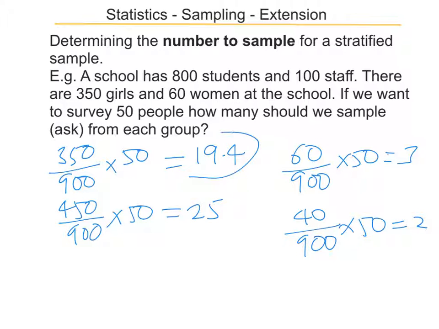So maybe we'll round this one up to 20. And then we'll have about the right proportion of each group. So we'll be surveying people. We will select 20 girls, 25 boys, 3 female staff, and 2 male staff.